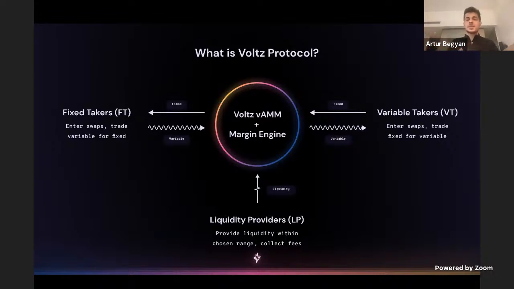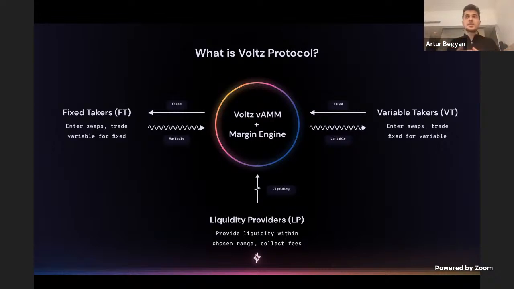The variable takers are taking the opposite side of the market, where they have a bullish view on the rates and are ready to ensure the fixed rates for the fixed takers in return for the variable yield that comes from the fixed takers. And finally, we also have market makers or the liquidity providers on the protocol, which are the backbone of this mechanism. The liquidity providers effectively enable and provide liquidity within fixed rate ranges, which means that they're always ready to enter into both fixed taker and variable taker sides of the market, while collecting fees.